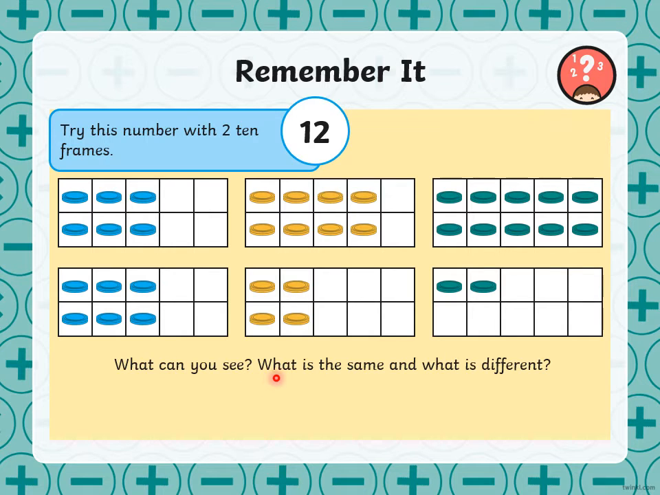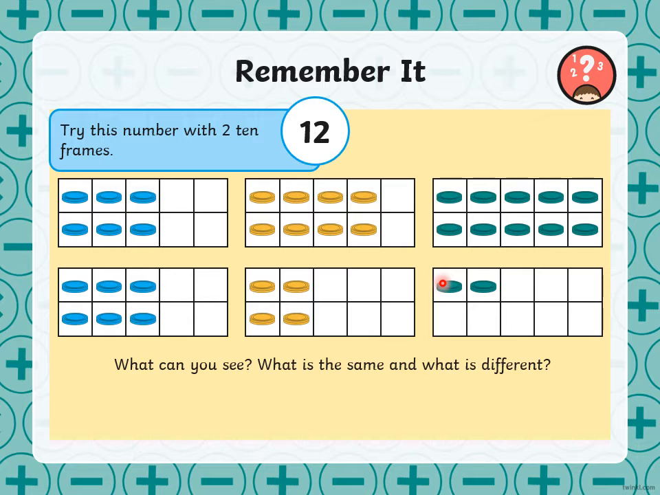Okay. And then in our yellow 10 frame, I can see a group of 4 over here. And then I feel like I can see another one here and another one here. So we've got 4 and 4 make 8 plus another 4 equals 12. Okay, so in the green one, we've got a whole 10 frame. So we've got 10 plus 2 equals 12.